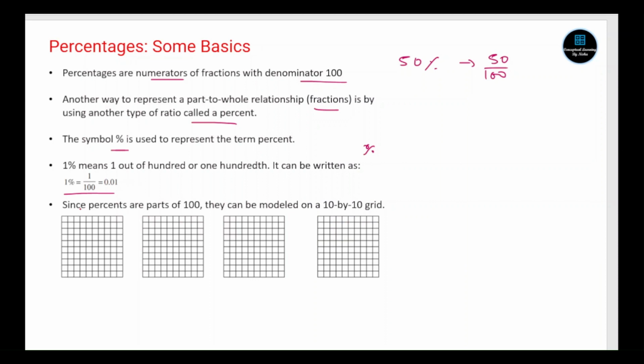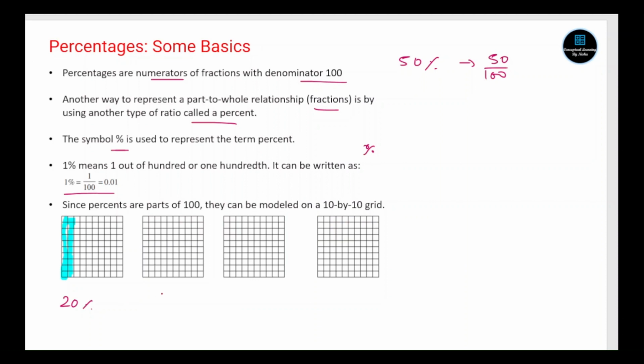All right, now let's understand how to represent this percent value in a 10 by 10 grid. See, these are 10 rows and 10 columns. Let's say I want to represent 20%. What does it mean? I'll shade two rows, 20 small blocks, to represent 20%. So this is the representation of 20%.